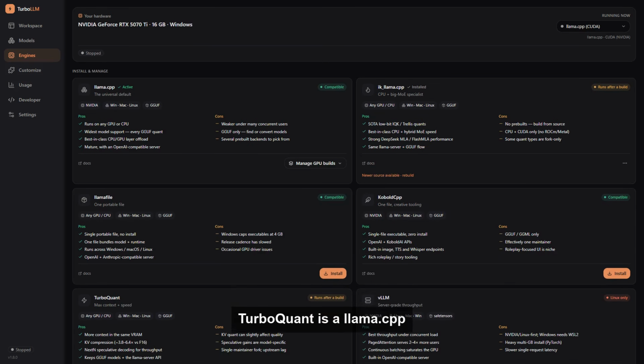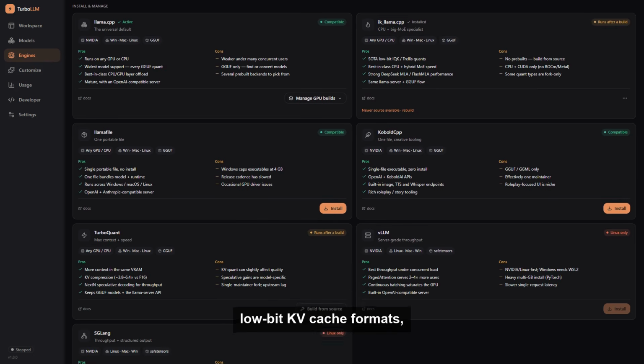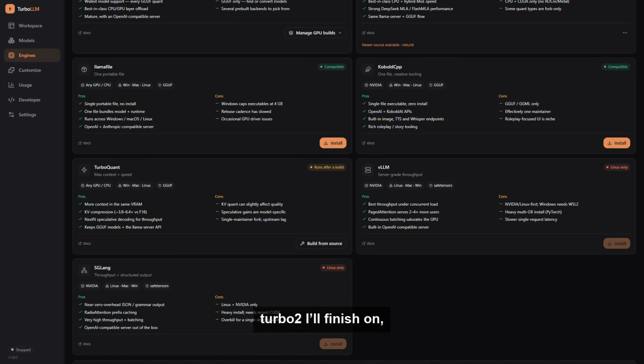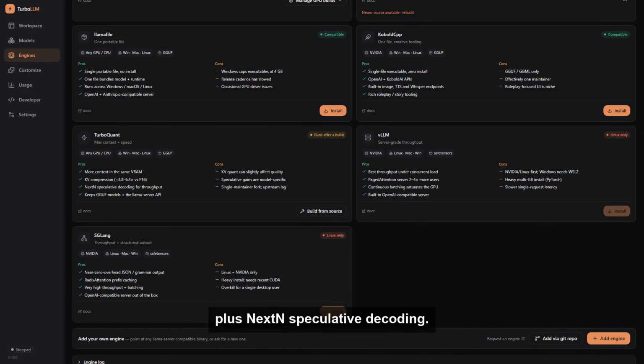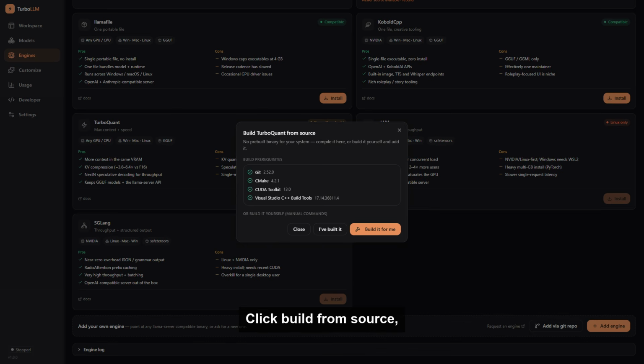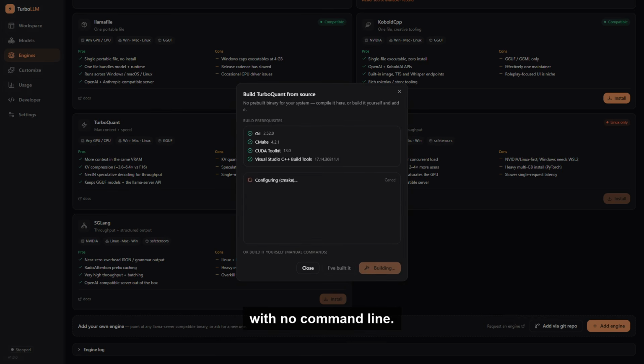TurboQuant is a llama.cpp fork built for exactly this, with its own low-bit KV cache formats, including the Turbo 4 I'll use next and the Turbo 2 I'll finish on, plus speculative decoding. It's right in TurboLLM's engine catalog. Click Build from Source, and it builds the fork for you, cloning, compiling, and registering it, with no command line.